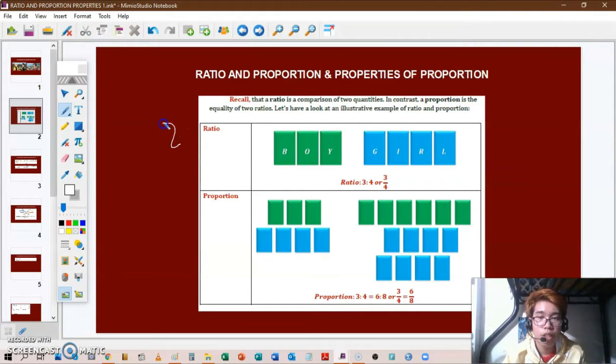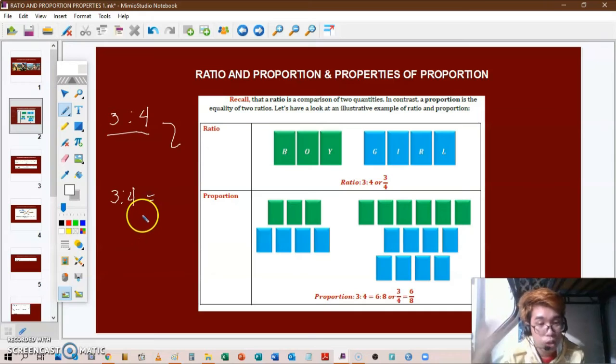So we have here a boy and a girl. Let's say for example, we want to compare the ratio in a room where there are 3 boys and 4 girls. Therefore the ratio must be 3:4. And then if we compare that value 3:4 to another ratio, or if we equate them, that's going to be a proportion.